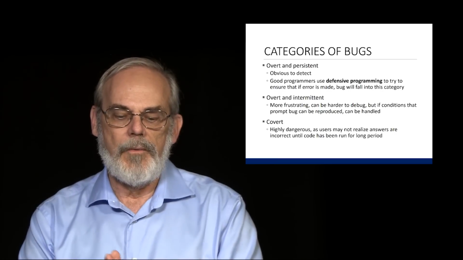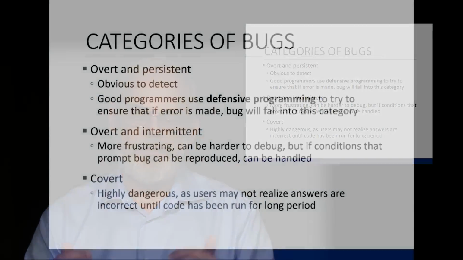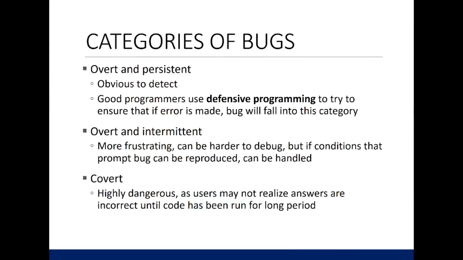So, what are ways we might deal with this? Overt and persistent, they're obvious to detect, and good programmers typically use defensive programming to try and ensure that if the error is made, the bug's going to fall into this category. In other words, steer it in this direction because it's going to be easier to find. We'll see some examples of defensive programming that can help with that.